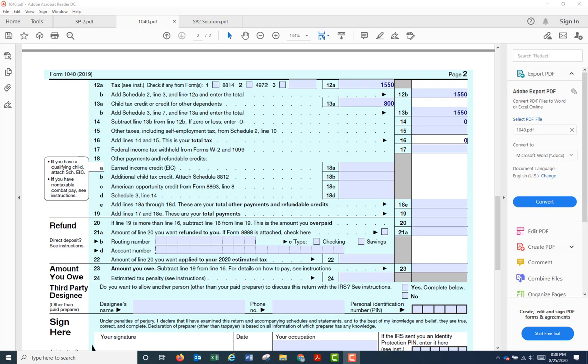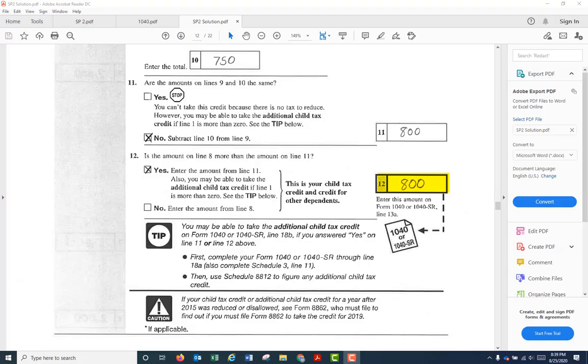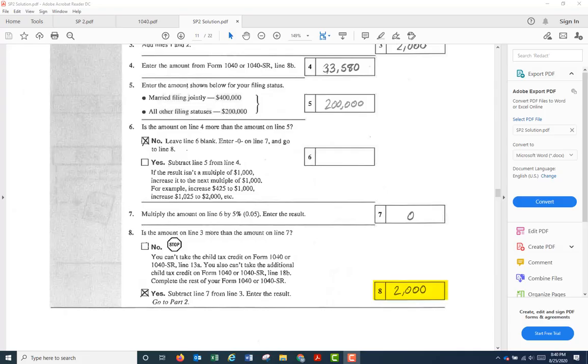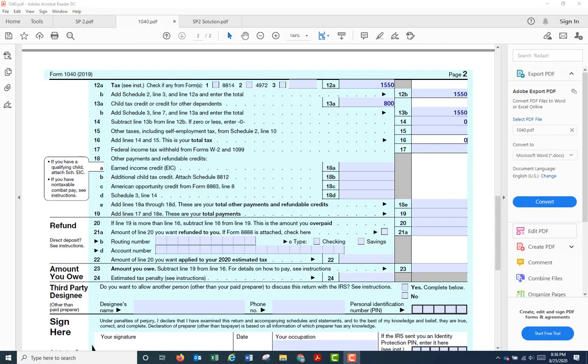Line 16, the total tax at this point is 0. Why is it 0? Let's review. Go to line 12A, that's $1,550. That's the amount of tax. We looked up in the tax table and determined that's the tax liability. We later completed line 13A worksheet, the worksheet for child tax credit, and determined that we can use $800 out of the applicable $2,000 of child tax credit. Why is it only $800 when we have $2,000 to use? Well, our tax liability is $1,550.